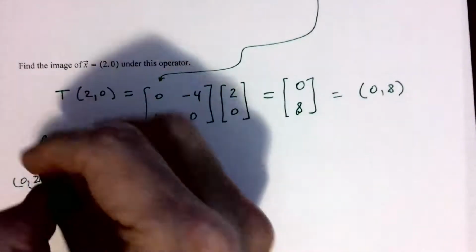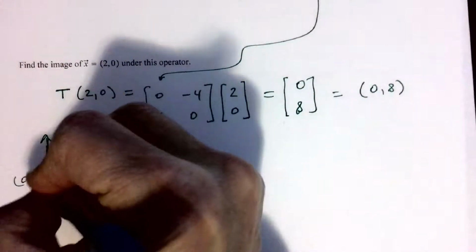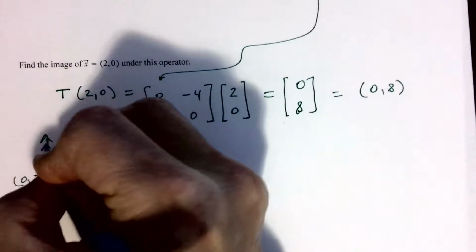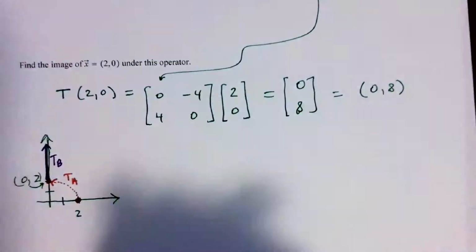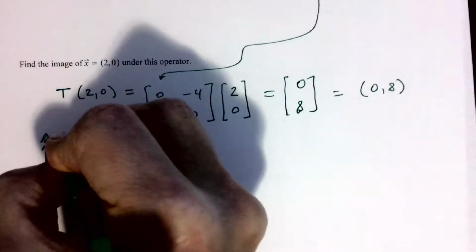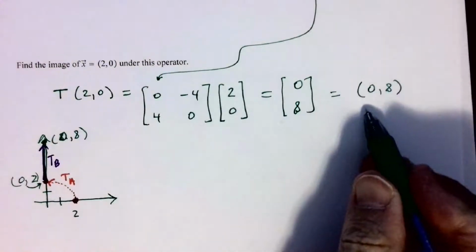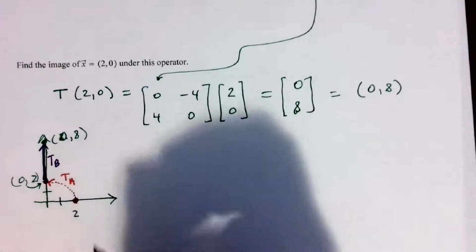0, 8. Right? So transformation B is just going to shoot it straight out away, to this point up here, which is the point 0, 8, which is exactly what we got. So that's transformation A and transformation B.